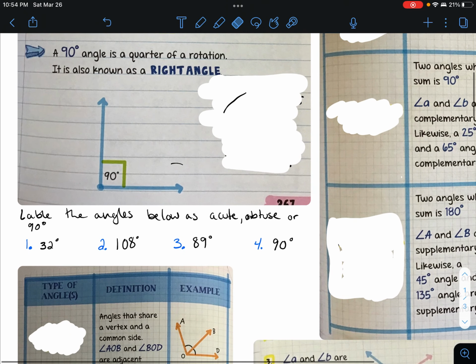And so what I want you to do now is go ahead and answer what type of angle each one of these is. Right, so 32 is less than 90, so that is acute. 108 is greater than 90, so that is obtuse. 89 is smaller than 90, even though it's very close, it's still an acute angle. And then 90 degrees would be a right angle.